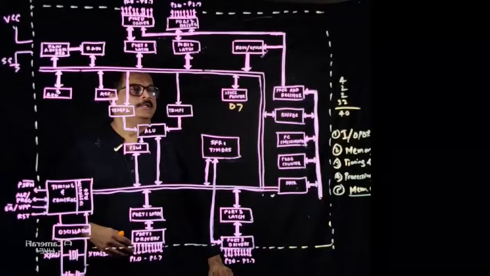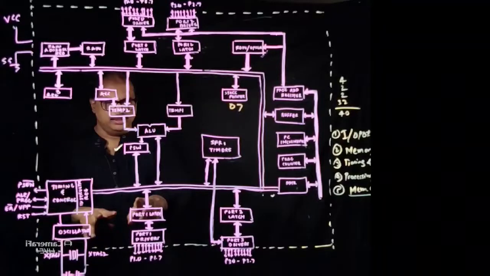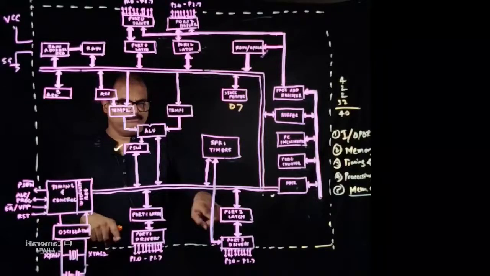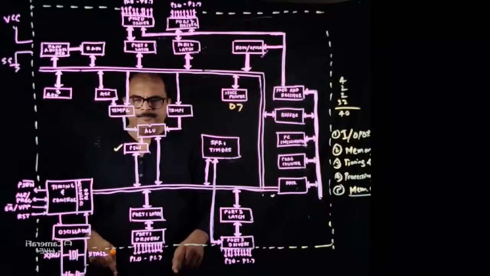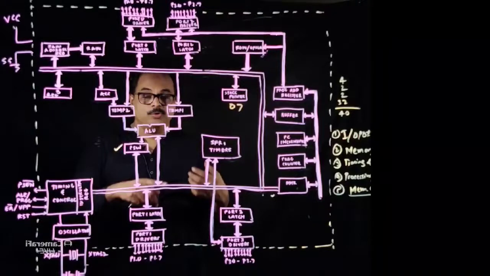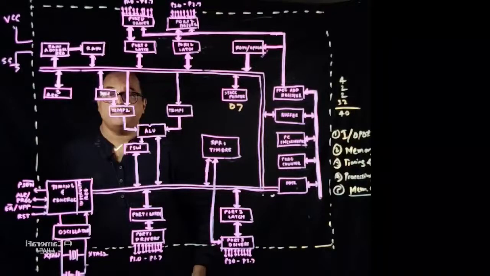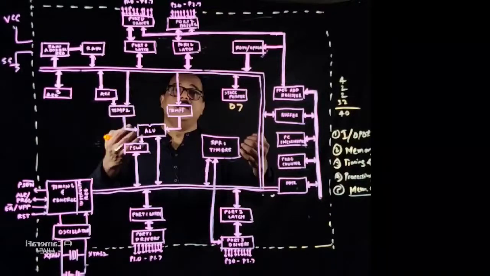You pay little attention to the arrows here which I have shown. This arrow is bidirectional. All these arrows are bidirectional, connected to the port. It is because ports are input output ports. They are bidirectional ports. Data is stored inside and data is taken out. Both the things are done. So these are bidirectional ports, right?